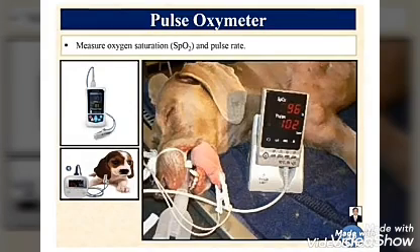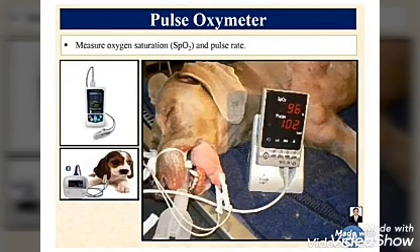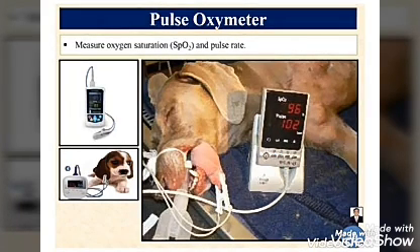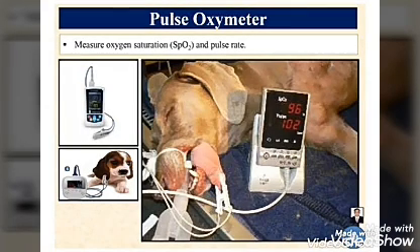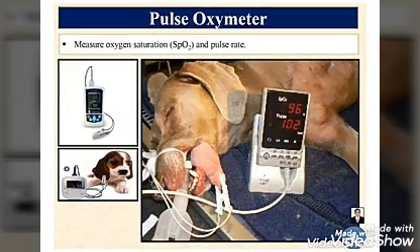Pulse oximeter is a very important instrument for the monitoring of two systems. One is the cardiovascular system and the other is the respiratory system. So two parameters are shown by this pulse oximeter.